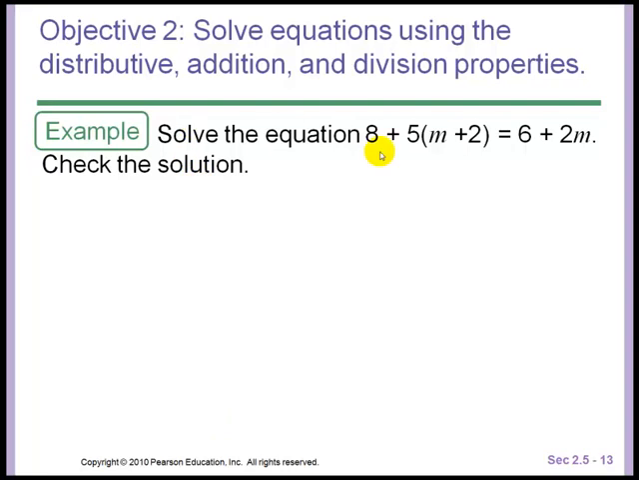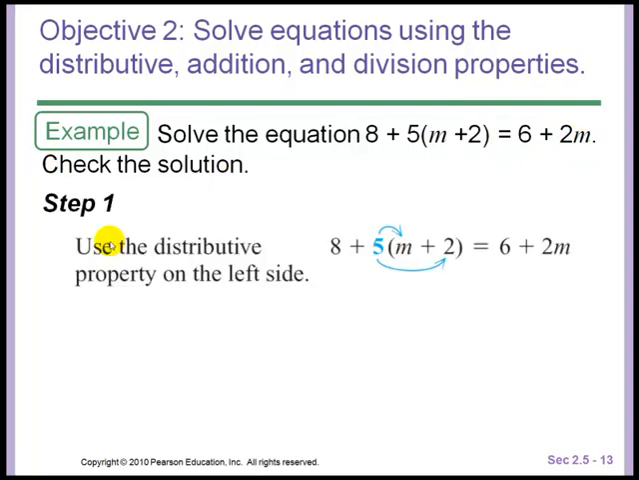Example. Solve the equation 8 plus 5 parenthesis m plus 2 parenthesis equals 6 plus 2m. Check the solution. Step 1. Use the distributive property. We're going to distribute the 5 to these parentheses. I get 8 plus 5m plus 10 equals 6 plus 2m.